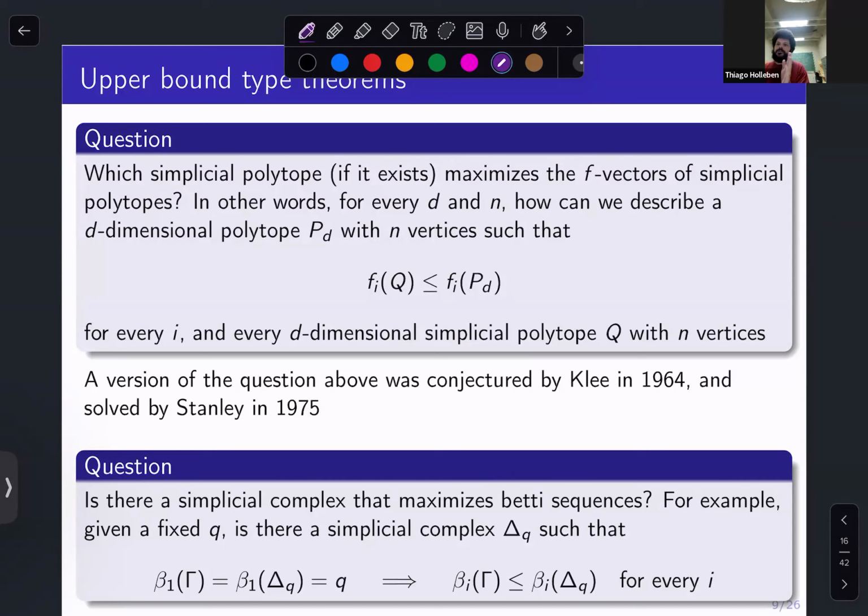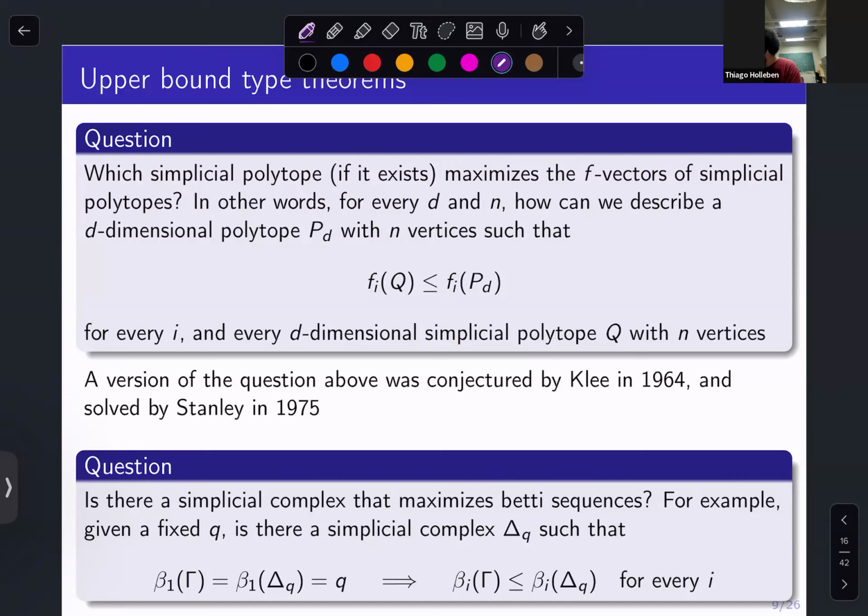We fix the first non-trivial entry, which is beta 1. When you fix beta 1, the question is: is there a simplicial complex delta Q such that for any gamma with beta 1 of gamma equal to Q, every entry of the betti sequence is bounded above by the betti sequence of delta Q?